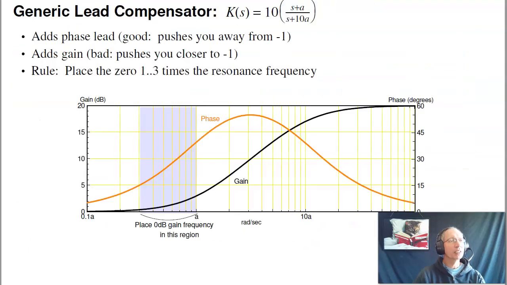That leads into the design of a lead compensator. If I take a generic lead compensator, say 10 times S plus A over S plus 10A, that 10 just makes the DC gain 1.